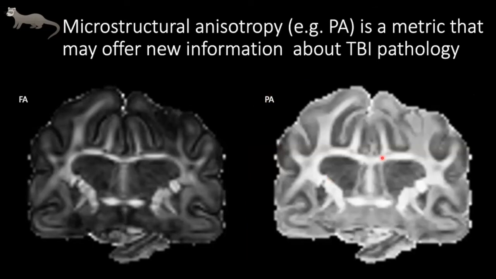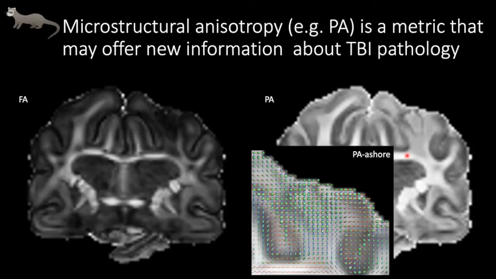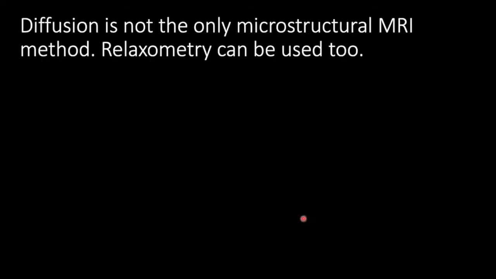And when we look at propagator anisotropy, just shown here, what we see is that it tells us something different than fractional anisotropy. And this is really what we're looking for when we're comparing these higher order metrics: the maintenance of some type of metric information in a region where DTI might fail.